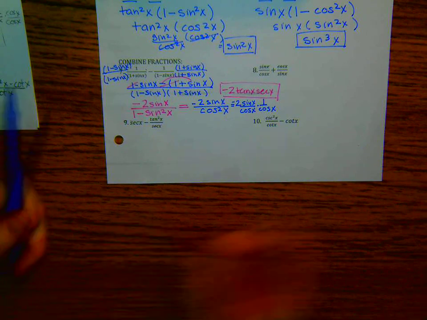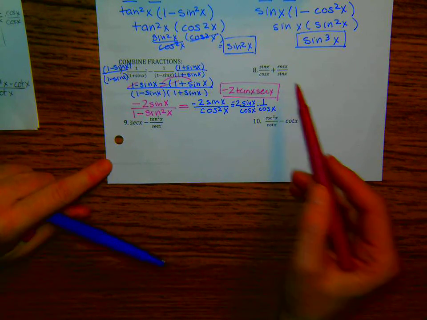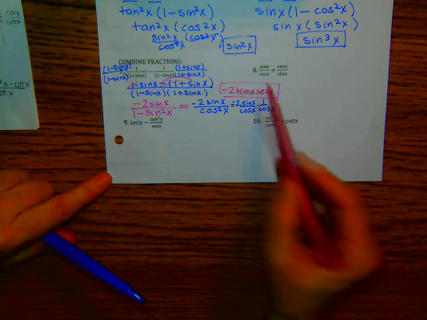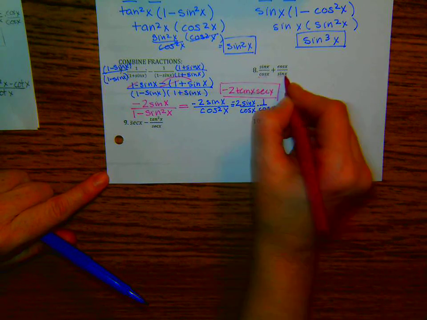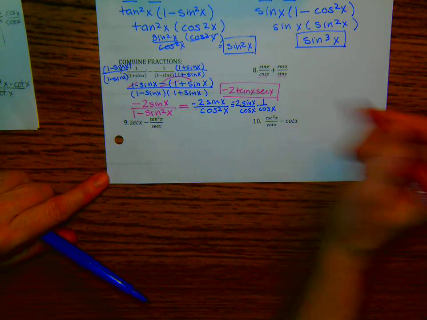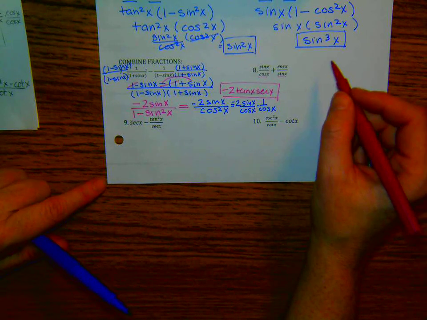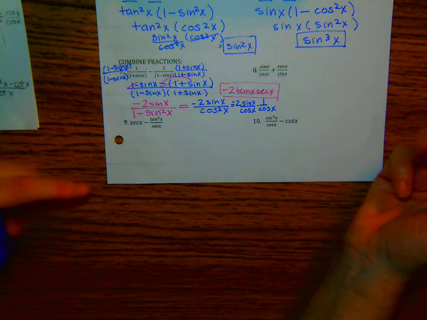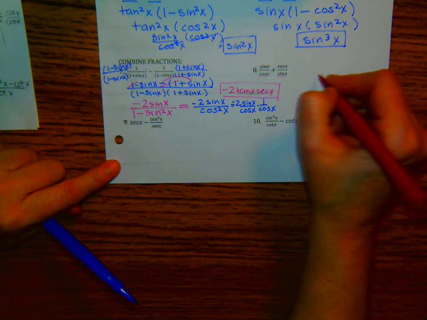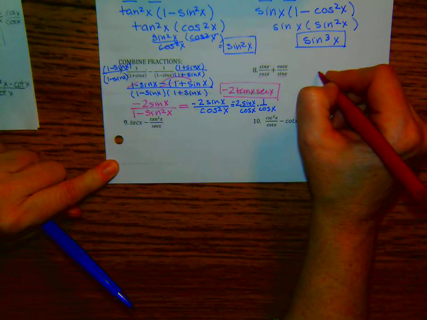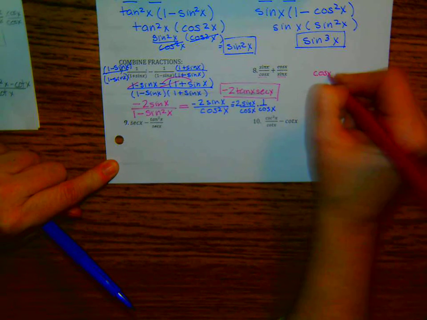Okay, so now let's go to number 8. What is the common denominator between cosine of x and sine of x? Well, it is cosine of x, sine of x. You just combine them. So the common denominator is cosine x, sine x.